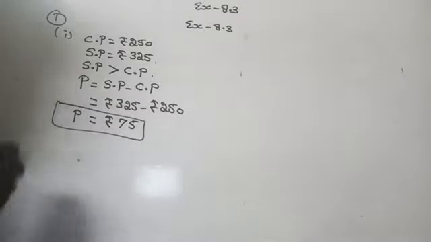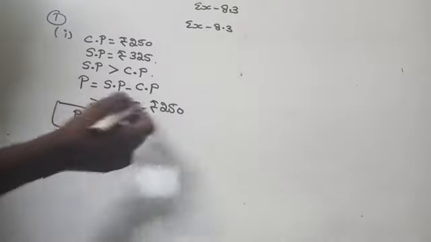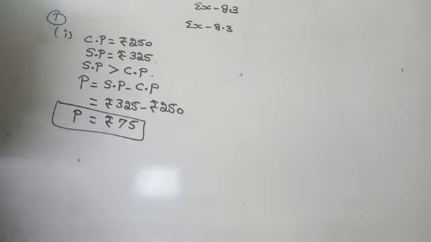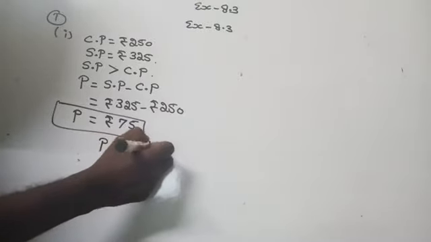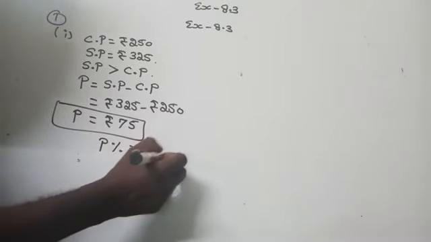P means profit, SP means selling price, CP means cost price. Now you have to find the profit percentage. So profit percentage is equal to profit by CP into 100%.